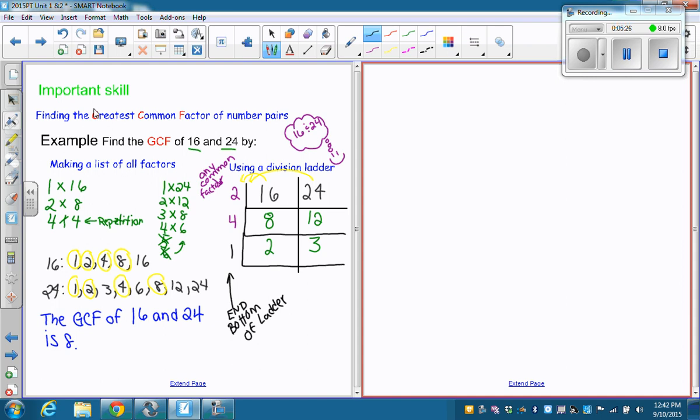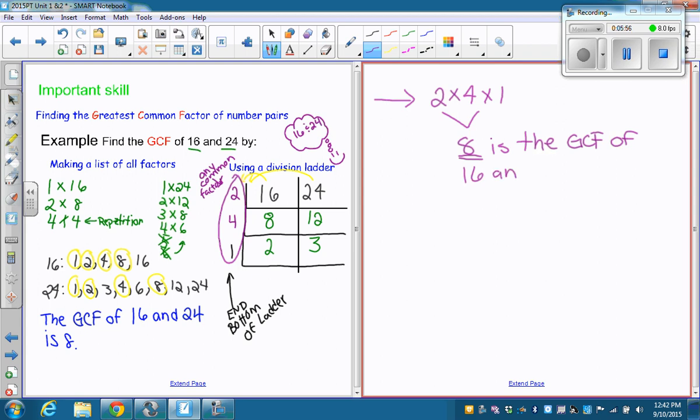When you look at the ladder, you can find the greatest common factor in that ladder. And the way you find that is you take all of these numbers here and you multiply them. So 2 times 4 times 1 equals 8. So 8 is the GCF of 16 and 24.